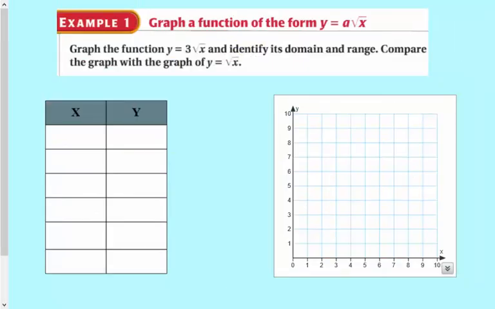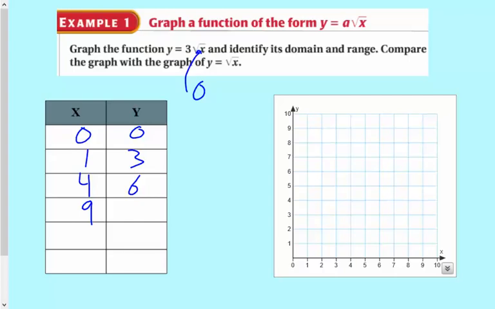Okay, so here we have 3 times the square root of x, and it says to identify the domain and range, and compare the graph to the parent function. So again, the value that makes the square root part equal to 0 is 0. So that's where I'm going to start. The square root of 0 is 0. 0 times 3 is 0. Next number I'm going to plug in is 1. Square root of 1 is 1 times 3 is 3. Next number is 4. Square root of 4 is 2. 2 times 3 is 6. Next number would be 9. Square root of 9 is 3.